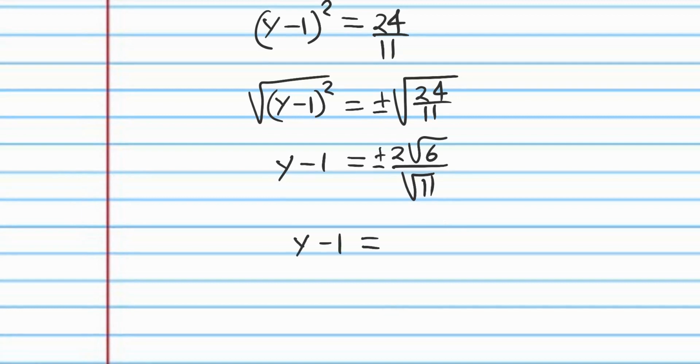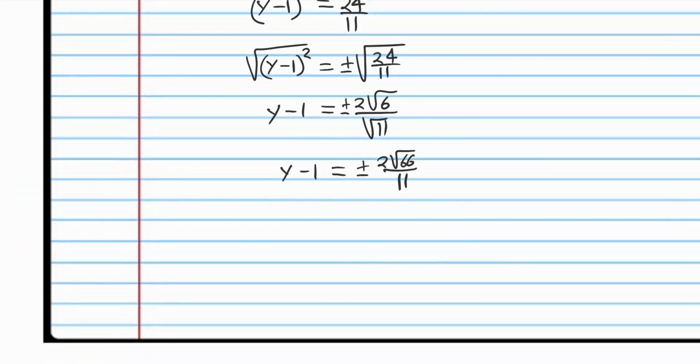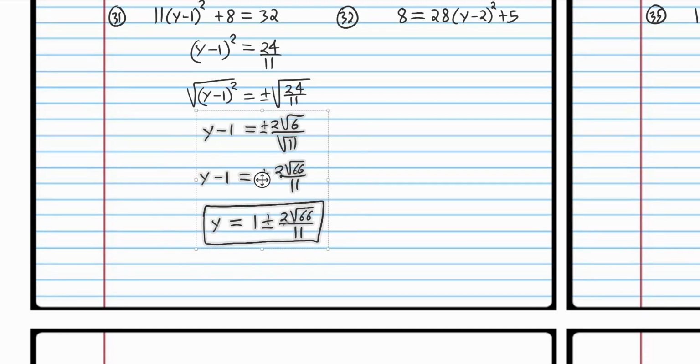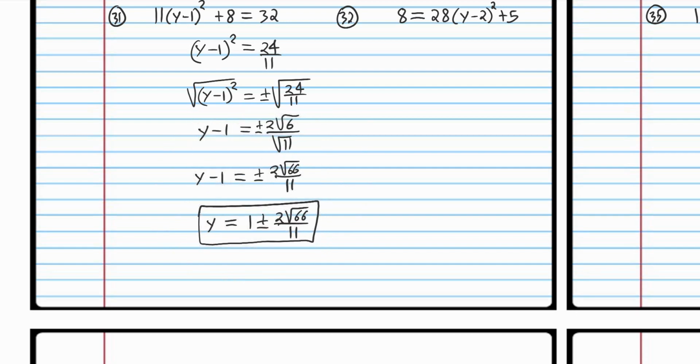Multiply both sides by root 11, and you get plus or minus 2 root 66 over 11. And then y is equal to 1 plus or minus 2 root 66 over 11. And that is the answer. So if you got that answer, good job. If you didn't get that answer, just go back and figure out what you did wrong. Or you might have to go to the previous class and review some of that material.